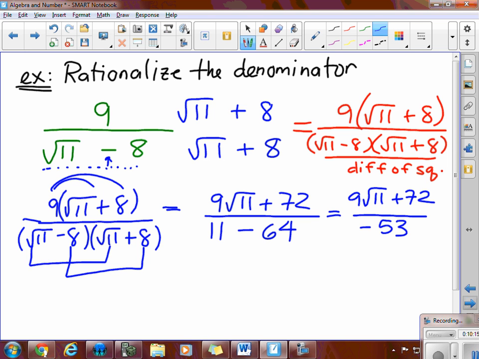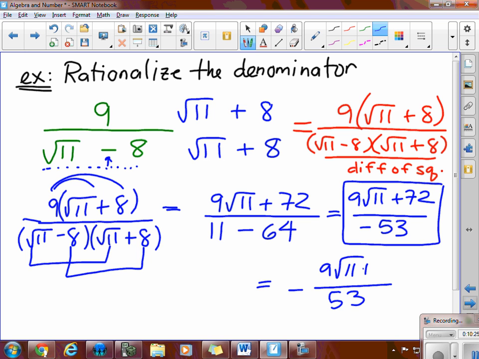My denominator's rationalized. Nothing is wrong with this answer, but you probably see something more like this in an answer key, where that negative is moved from the bottom of the fraction to out front of the whole fraction. So now we've rationalized this denominator. My denominator is now 53. It's no longer root of 11 minus 8.